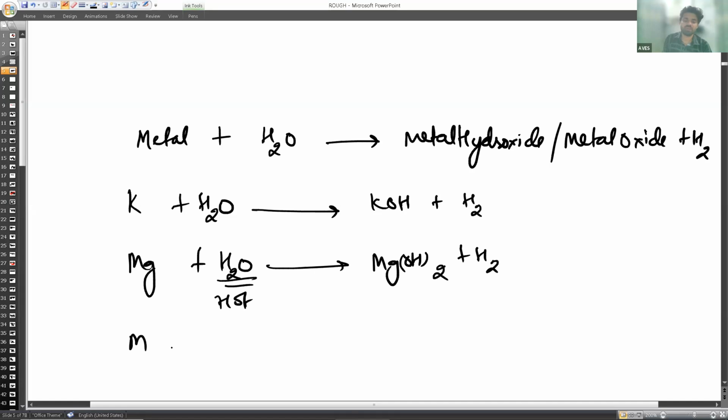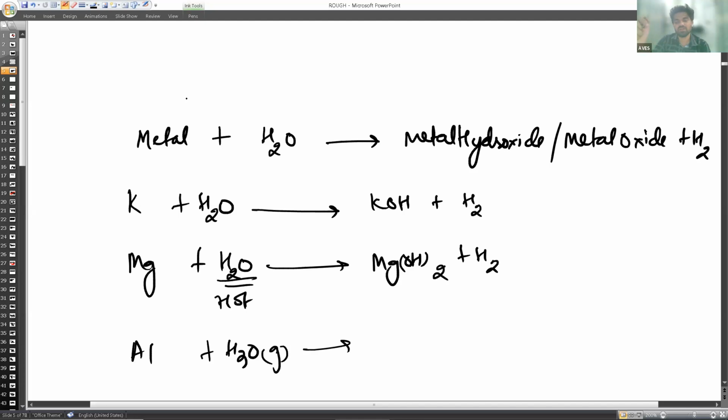Similarly, aluminium reacts with water only in the gaseous state. So there are some factors that are responsible for the rate of reaction, and these factors are temperature. Temperature can be the main one. Temperature plays a very important role in the rate of reaction.